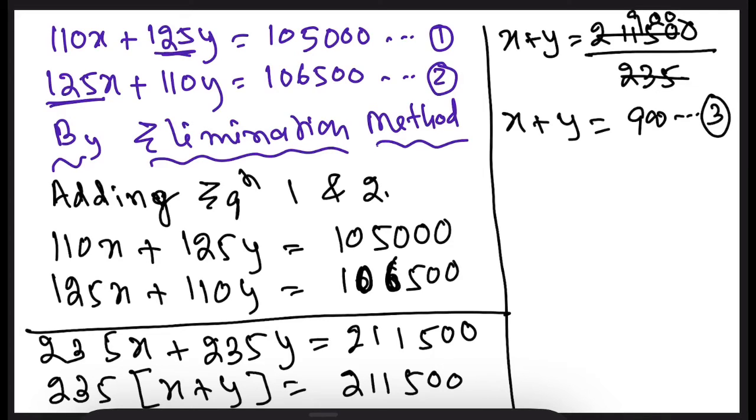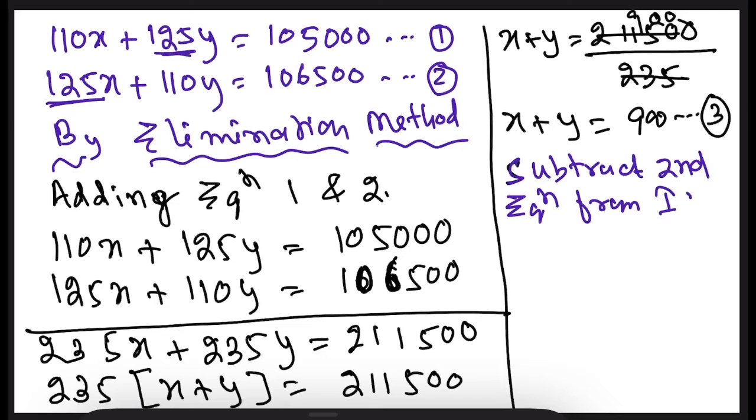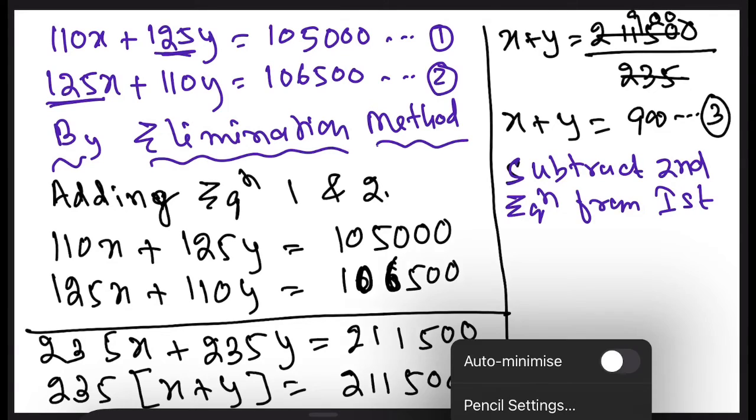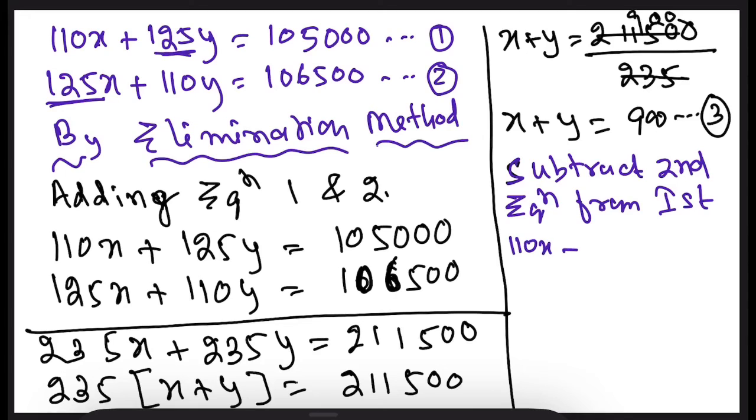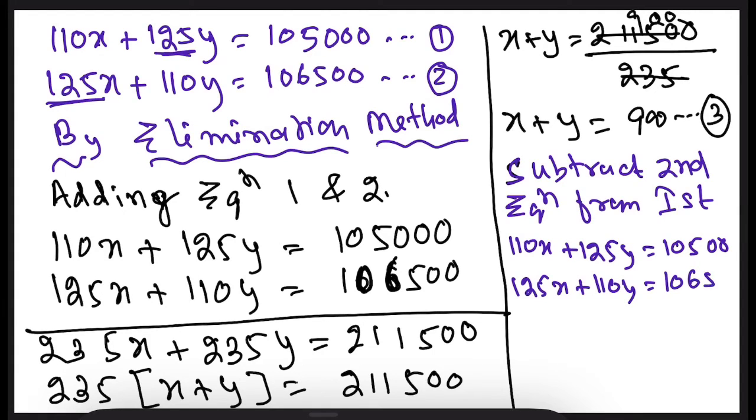Now what we shall do? Subtracting. Okay, subtract second equation from first. Now this has become what? 110x plus 125y equals to 105000. This is 125x plus 110y equals to 106500.